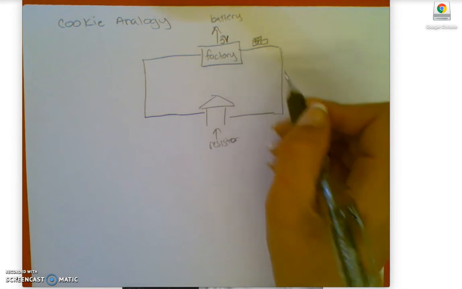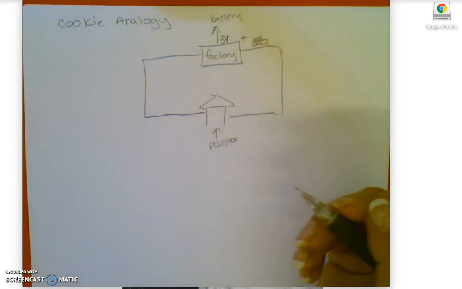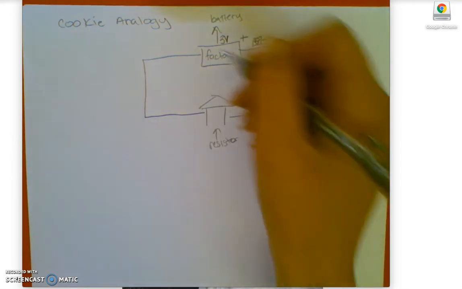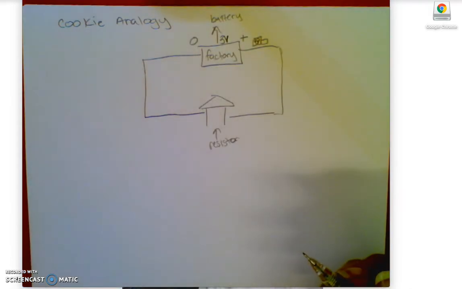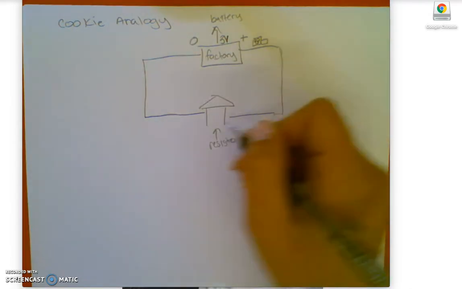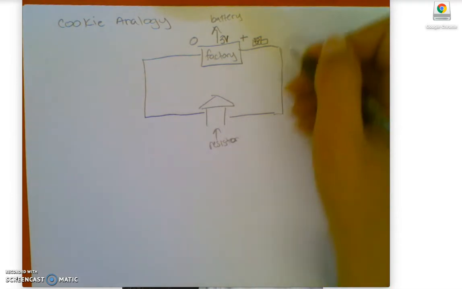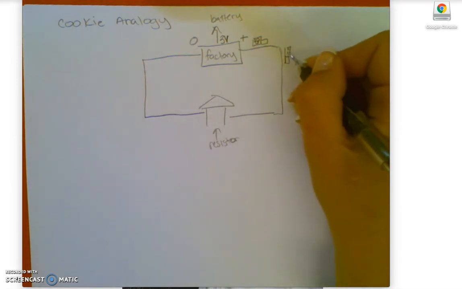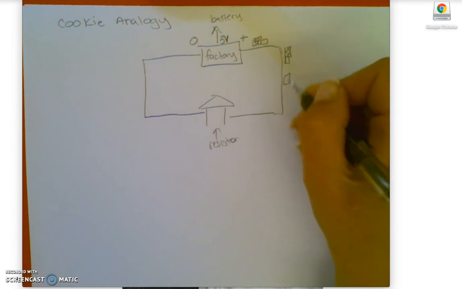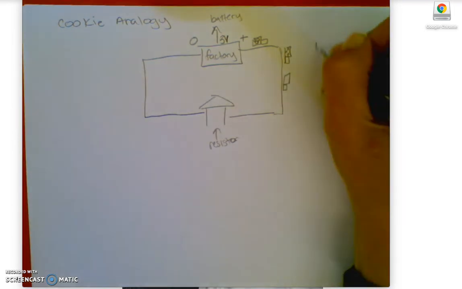When they leave the factory, they leave from the positive side because they have positive cookies in the trucks. And when they come back to the factory, they are going to come back with 0 cookies, okay? They're going to take the cookies and deliver them to the house. There are multiple trucks. As you can imagine, 3 cookies is not enough, so there are multiple trucks on the road, okay?